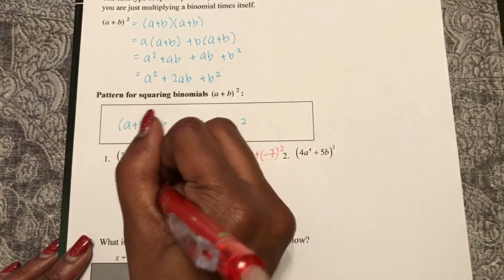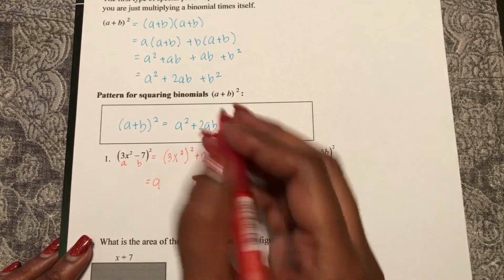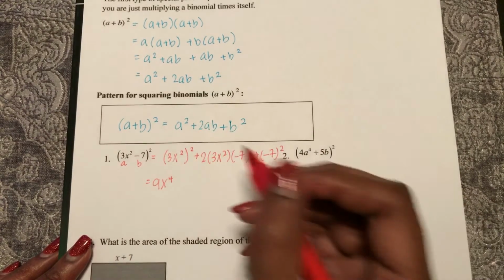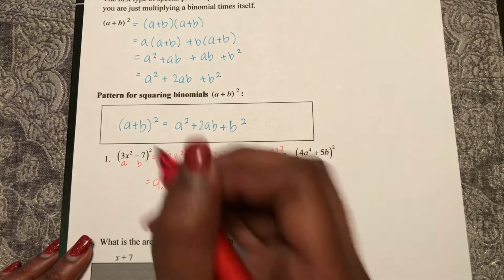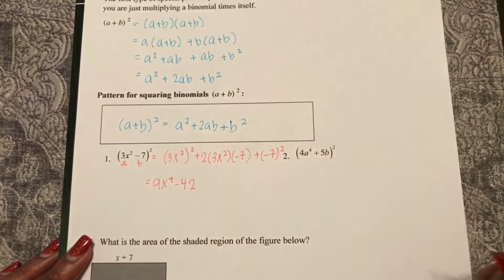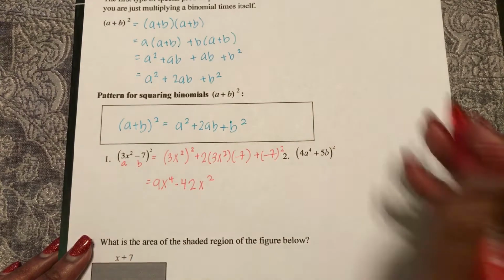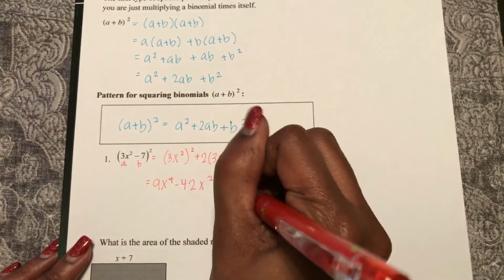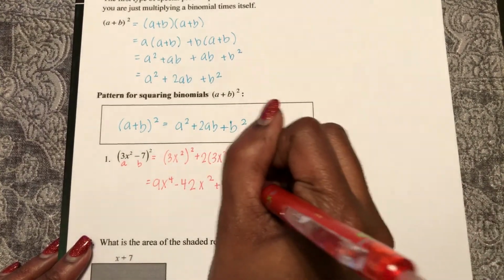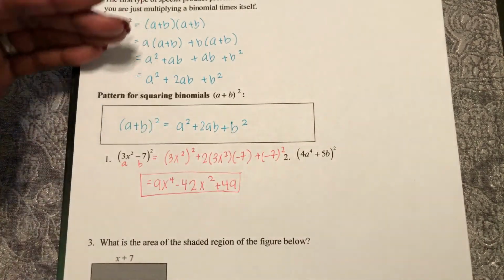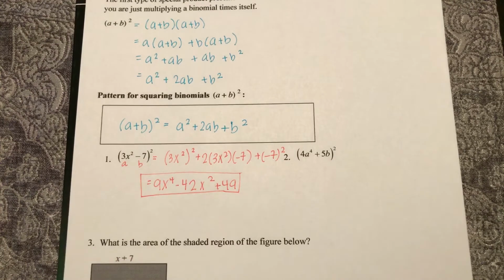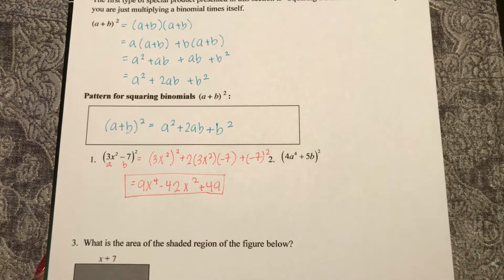3 squared is 9. X squared squared is x to the 4th. 2 multiplied by 3 is 6, multiplied by negative 7 is negative 42x squared. And then negative 7 squared is 49. So we see that memorizing this pattern helps me cut out quite a few steps. Let's look at number 2 using the same pattern.